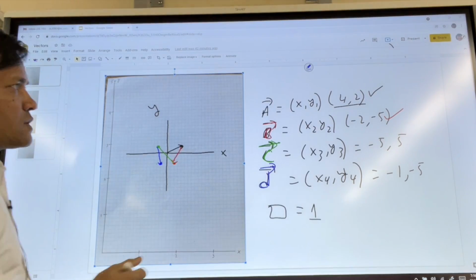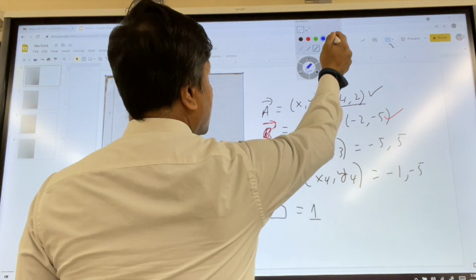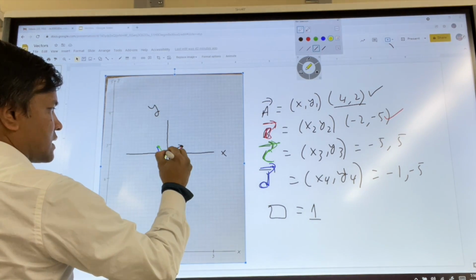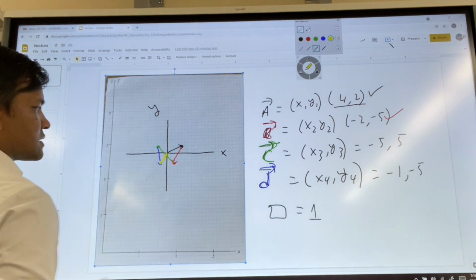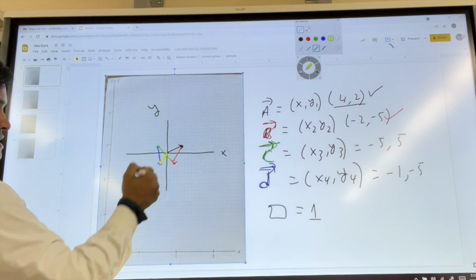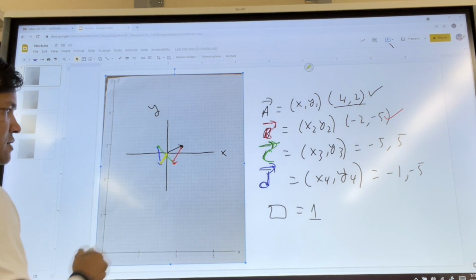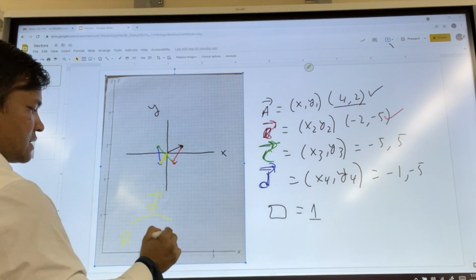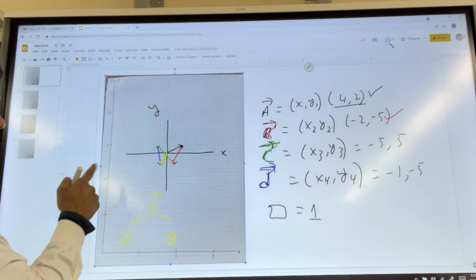All right, now we're going to do the resultant. The resultant has to be in a different color. So this is our resultant. The yellow vector is our resultant. All right, so now what is the resultant? This is the displacement vector. So a displacement vector has two things, a resultant and the angle. So let's find the resultant.